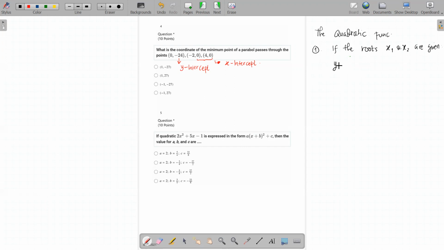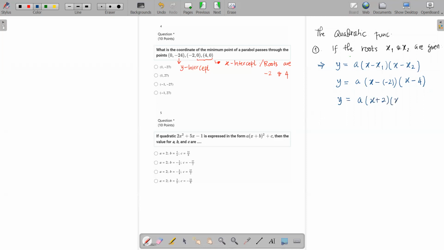then y equals a(x minus x1)(x minus x2). Okay, so here we substitute the roots: x minus -2, and x minus 4. Therefore we get y equals a(x plus 2)(x minus 4). After that, we substitute the other point, which is (0, -24). So we substitute y equals -24 and x equals 0 into the equation.